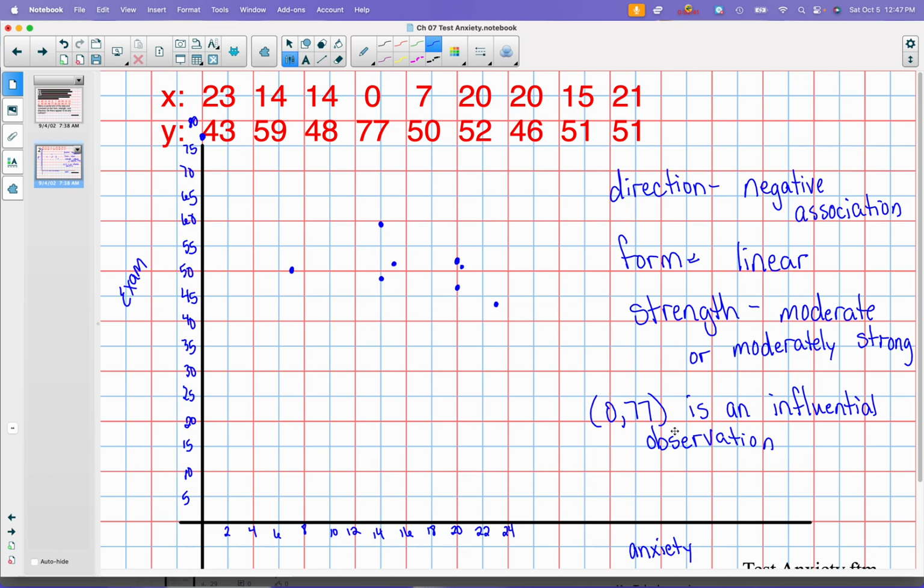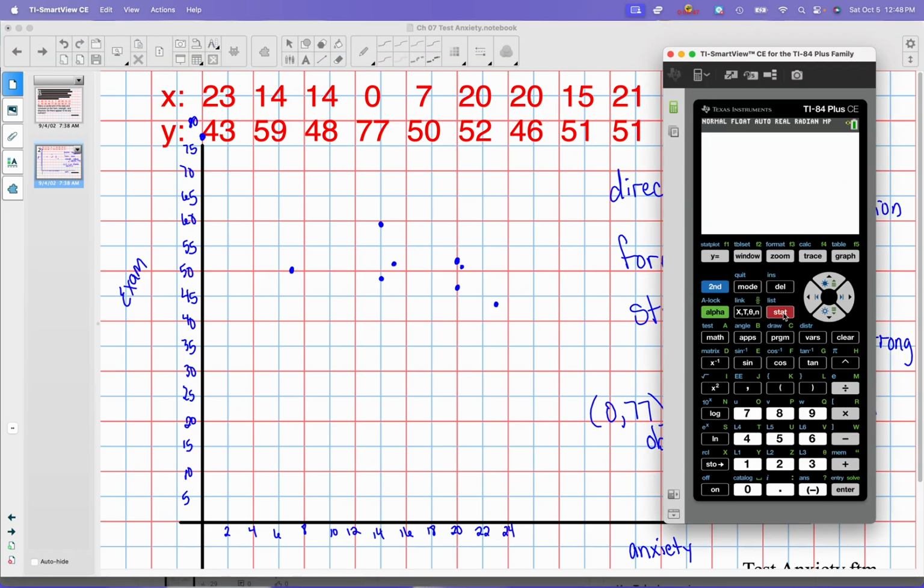Sometimes the values that are far away from the other data values in the x direction become more influential than, say, a point at 16, 35, which probably is not going to have as much of an effect on my numerical description of this relationship as this point over here does. So that would be direction, form, strength. And we should always provide it in context. So honestly, the best thing to do would be, and I'm just going to say this, not write it: there is a negative, linear, moderate association between anxiety level and exam scores. So putting the context into that as well.